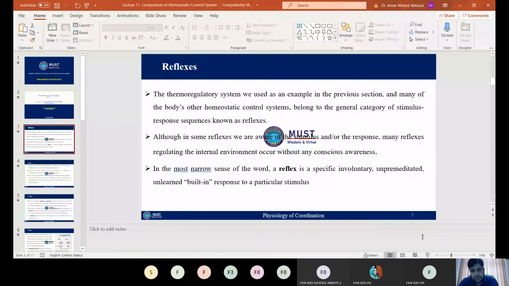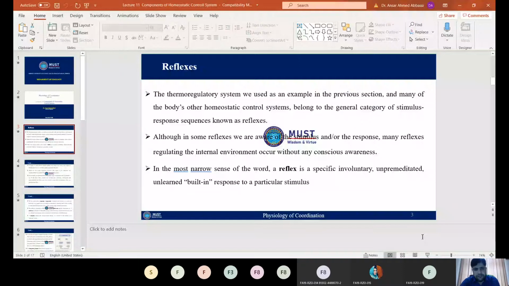When your body is exposed to any specific type of stimulus, as all of you know, any change in the external environment can also be called a stimulus. So when your body is exposed to any particular stimulus, your body will show an involuntary, unpremeditated, unlearned and built-in response to that specific stimulus. That response of the body is called a reflex.